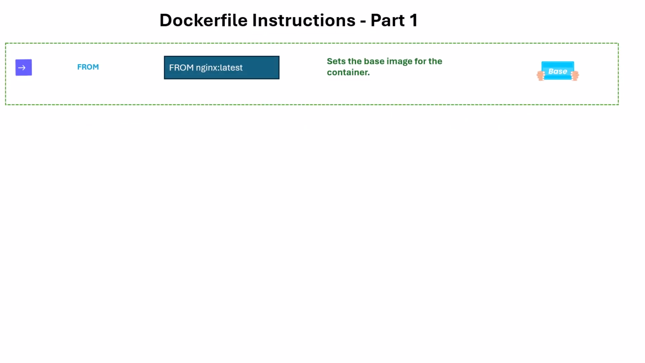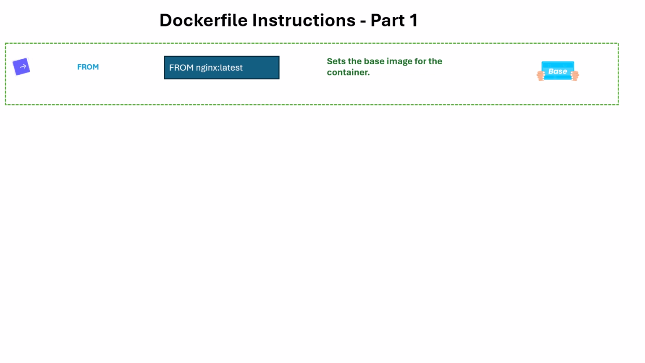Let us look into Dockerfile instructions. I divided the Dockerfile instructions into two parts, part one and part two. In part one, let us discuss some of the commands in the Dockerfile. The first command is the FROM command. The FROM command sets the base image for any container. What exactly is meant by this base image? For example, if you take any application, that application requires an operating system. This operating system can be treated as the base image. Ubuntu latest is one of the base images for any application to run.